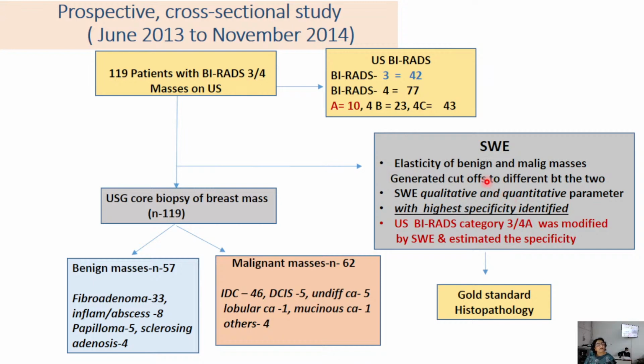We generated the cutoffs which could best differentiate the two types of masses, and then identified a qualitative and a quantitative parameter to modify the BI-RADS 3 and 4A masses on ultrasound. These were the problematic ones.